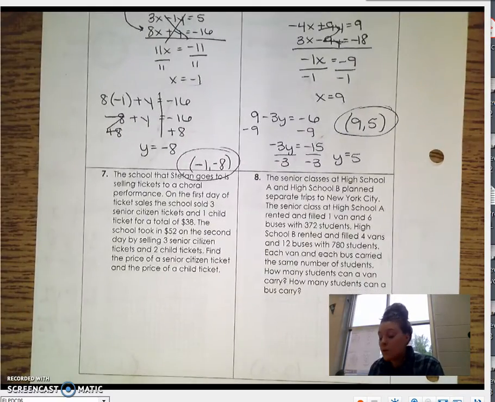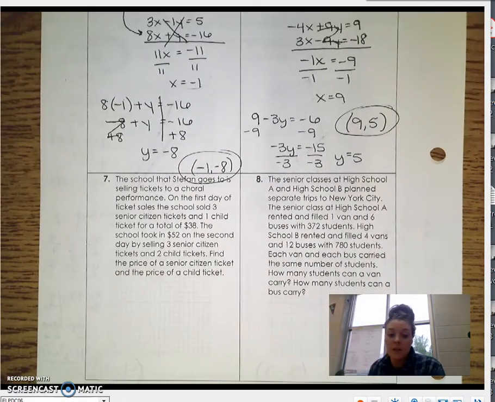The most common way that they test for systems of equations on the EOC is going to be given a word problem. So when you have a word problem, you have to create two equations and then use elimination or graphing to solve for their intersection.